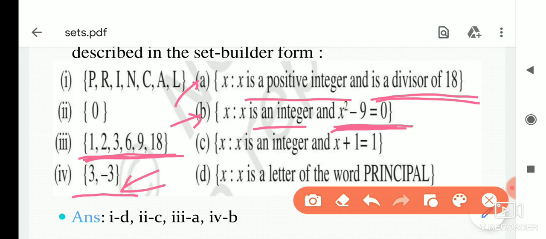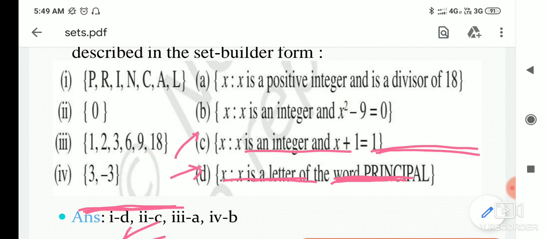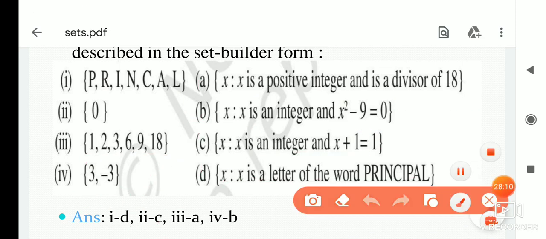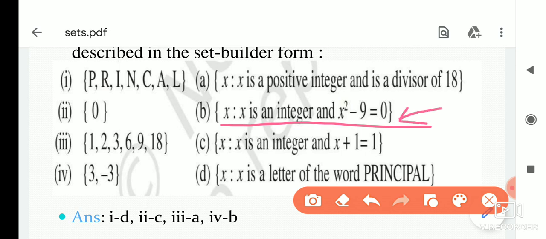Always remember how to read this type of set. How will you read the set builder form represented here? Set of all x such that x is an integer and x square minus 9 equal to 0. Set B is the set of all x such that x is an integer and x square minus 9 equal to 0. You can write it down in words and try to remember.